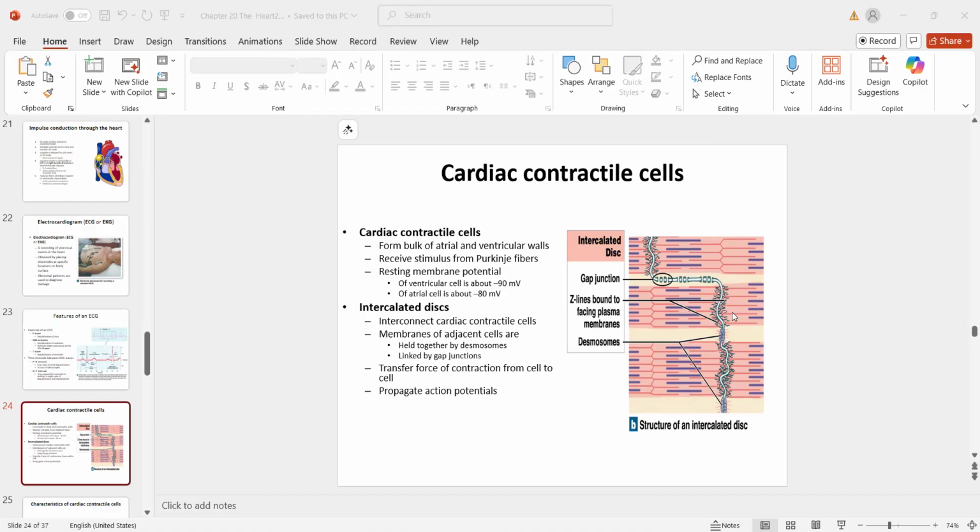Cardiac contractile cells are interconnected by intercalated discs, okay? The intercalated discs transfer the force of contraction from cell to cell and propagate action potentials. At an intercalated disc, the interlocking membranes of adjacent cells are held together by desmosomes and linked by gap junctions.